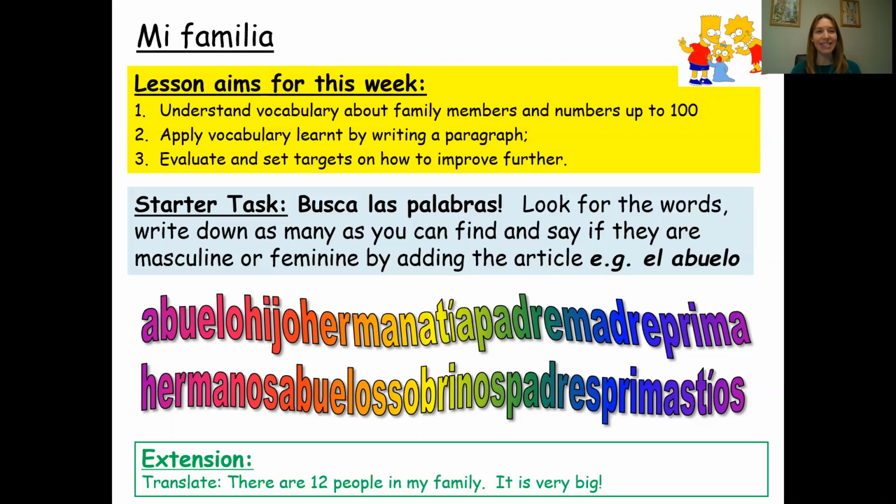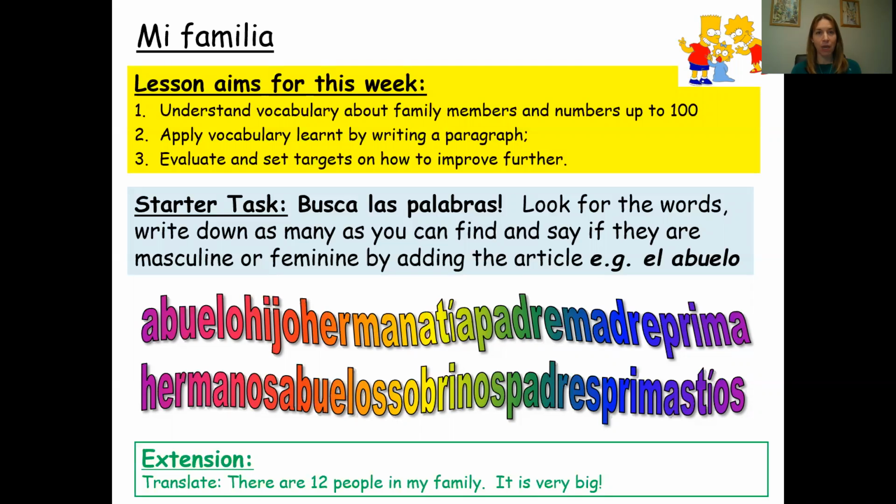Empezamos entonces. Let's start. So your starter task, busca las palabras. I would like you to look for the words that you can see in that beautiful rainbow-coloured word snake. So there's a real mix of the family words that we learnt last lesson in here. And I would like you to identify them and write them down. But I would also like you to add on the article, and you'll need to work out whether they're masculine or feminine.